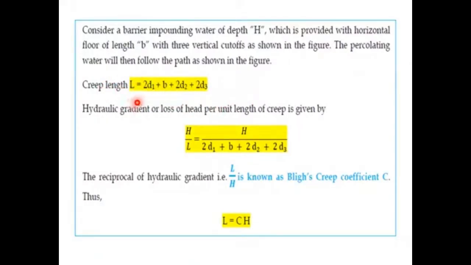Now according to Bligh's theory, the hydraulic gradient or loss of head per unit length of the creep is given by the following: if H is the seepage head and L is the total creep length, then H by L is the hydraulic gradient, which is given by this expression. The reciprocal of the hydraulic gradient, that is L by H, is known as Bligh's creep coefficient. Therefore L is equal to C into H, where C is Bligh's creep coefficient.